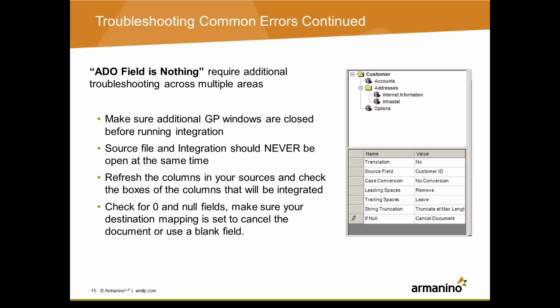Another thing to do is to check for 0 and null fields. In that little screenshot that says translation source field case conversion, we want to make sure that under "if null," it is correctly set up to either use zeros or blank, or to cancel the document. Again, we have that case conversion where we can set it to always capitalize that specific field or make it lowercase, but again, it is line specific.